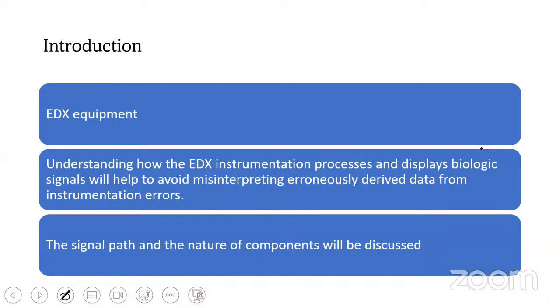The equipment. Understanding how the instrumentation processes and displays biological signals will help to avoid misinterpreting erroneously derived data from instrumentation errors. The signal path and the nature of the components will be discussed slowly.